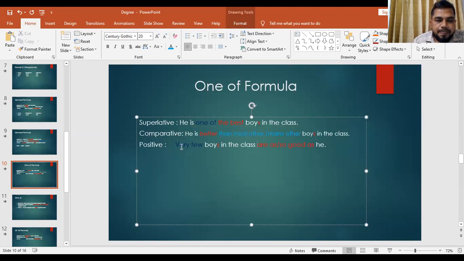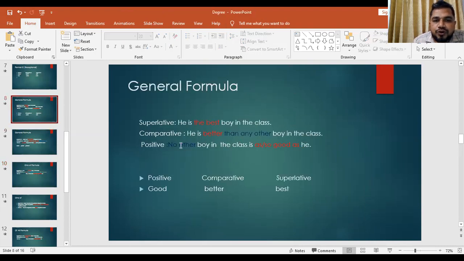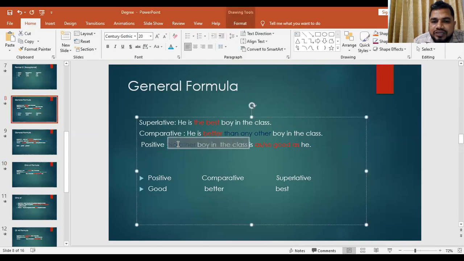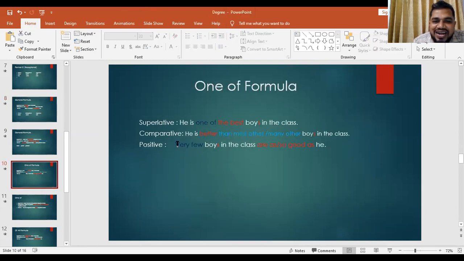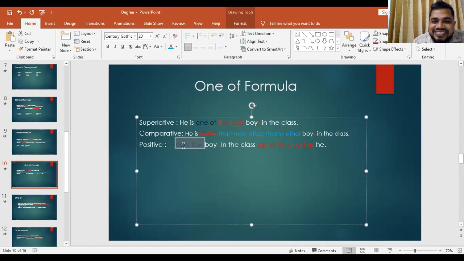Now, positive. In the general formula, you have: no other boy in the class is as good as he. But in the one-of formula, you are looking what? Very few. Yes. In the one-of formula, you are looking very few. Then the rest of the words of the superlative degree, the best, after the best, there is boys in the class. So you are writing boys in the class.